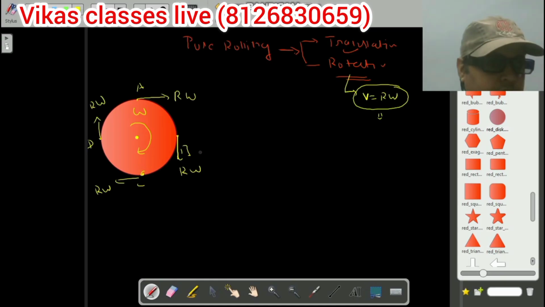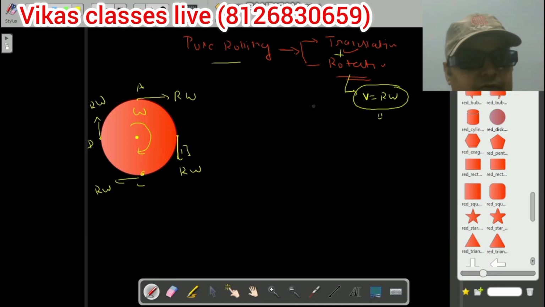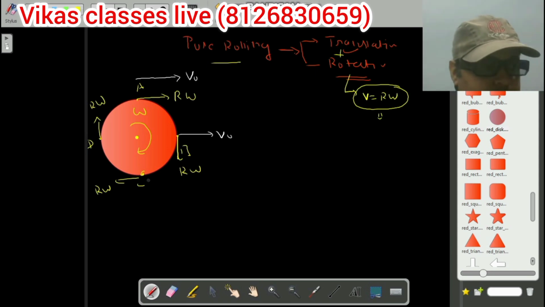Now, this is the pure rotation. In case of pure rolling, it involves translation as well as rotation. Now we combine these two motions. Translation motion along this is V naught. This is V naught, and this is V naught.